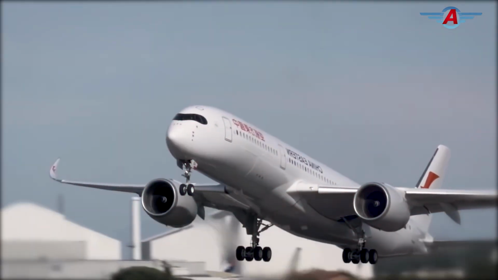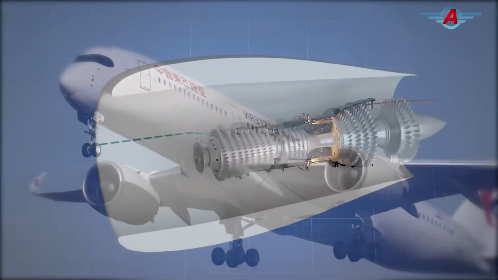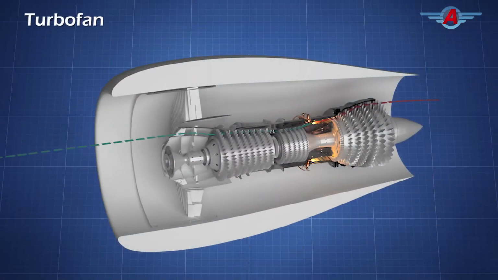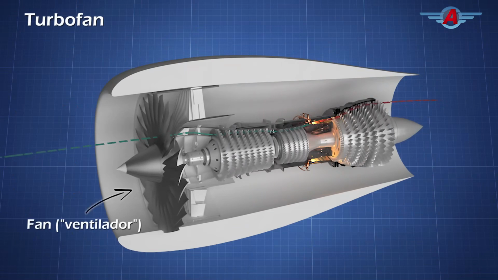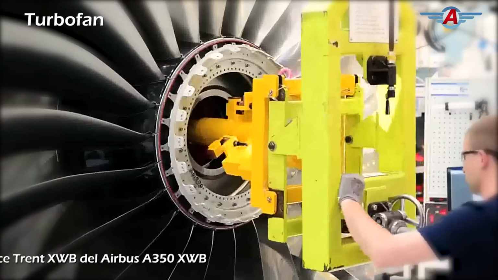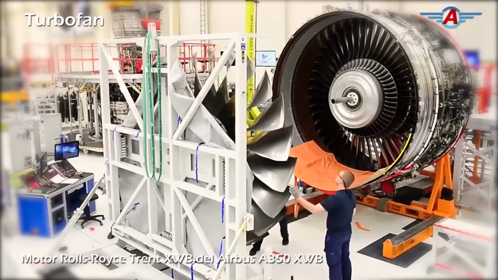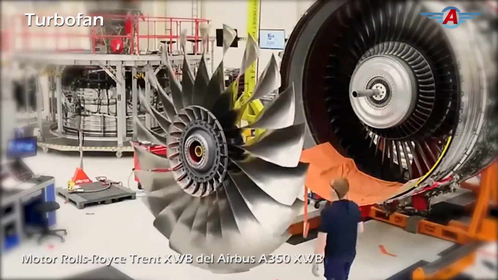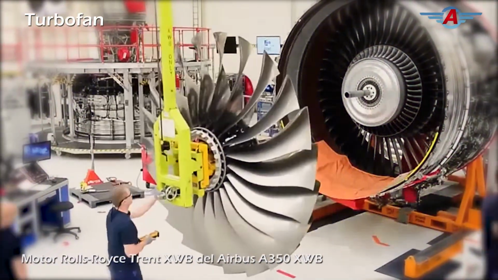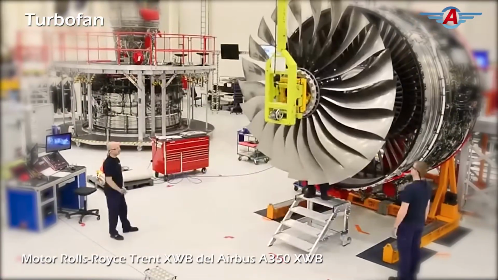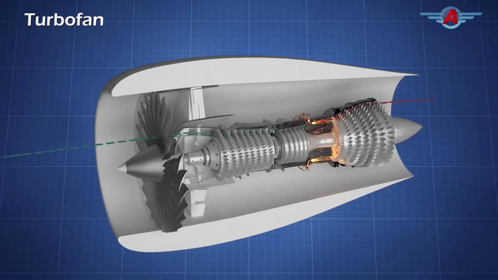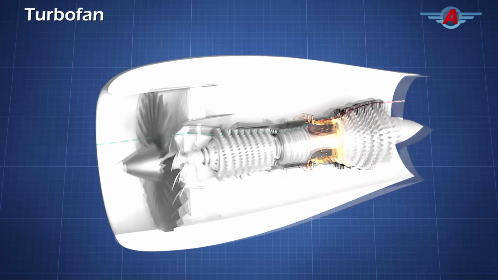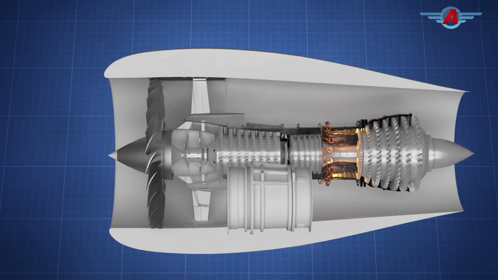These turbojet engines or jet engines tend to produce a lot of noise, and one improvement that was made was the incorporation of a large fan on the low pressure shaft. These are called turbofans, and practically all current commercial aircraft use them.